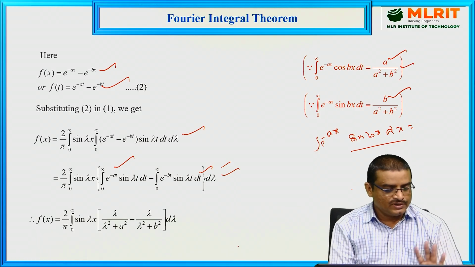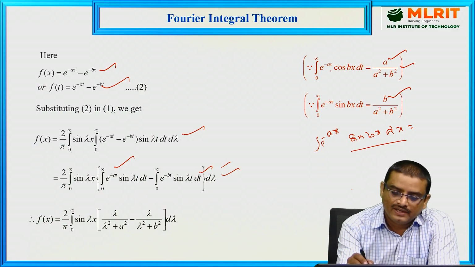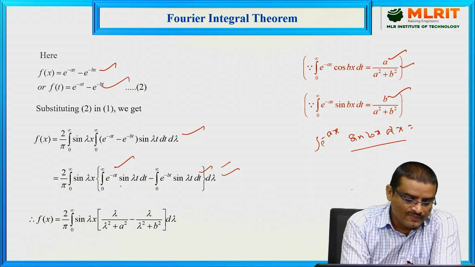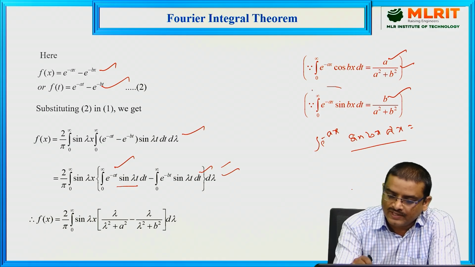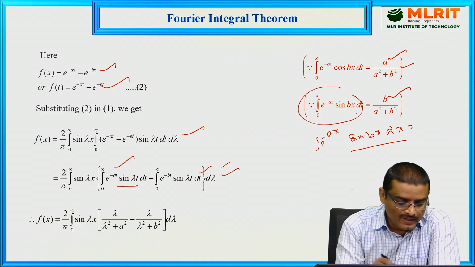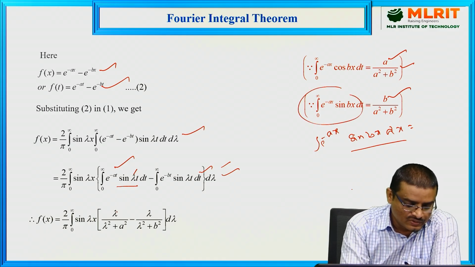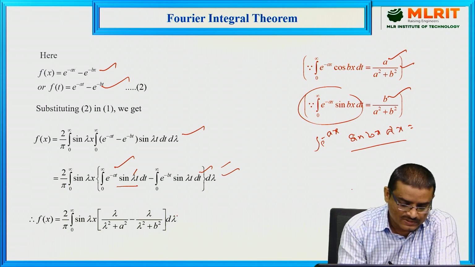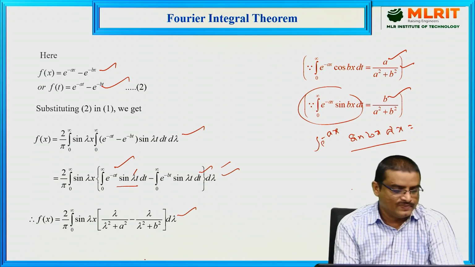Now compare a and b and replace in this. Here we are having sine, so you have to apply this formula. Here b is nothing but lambda, so we get lambda by lambda square plus a square minus lambda by lambda square plus b square. Now simplify this.